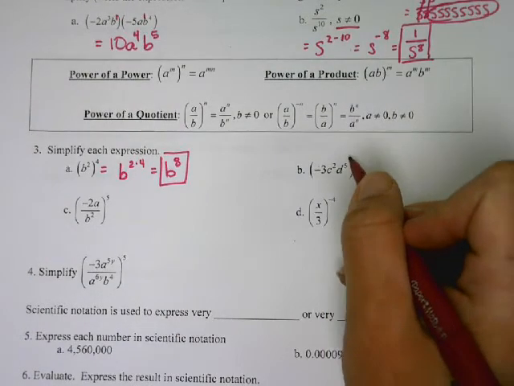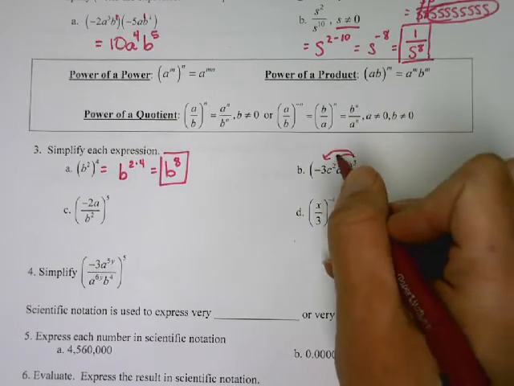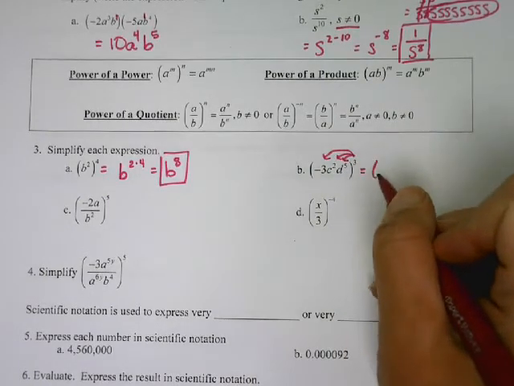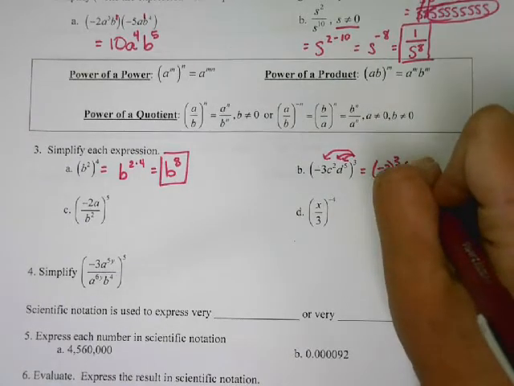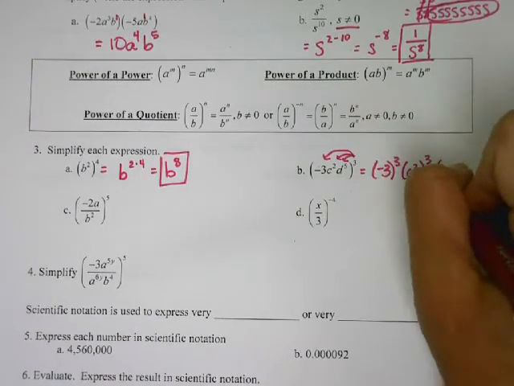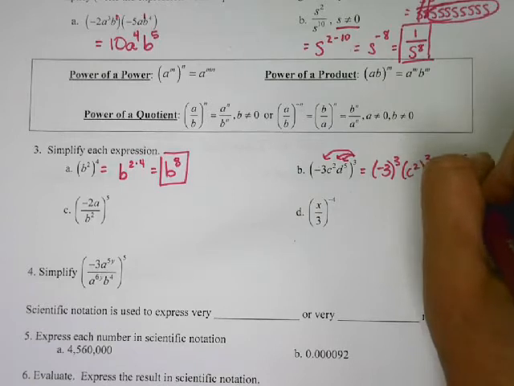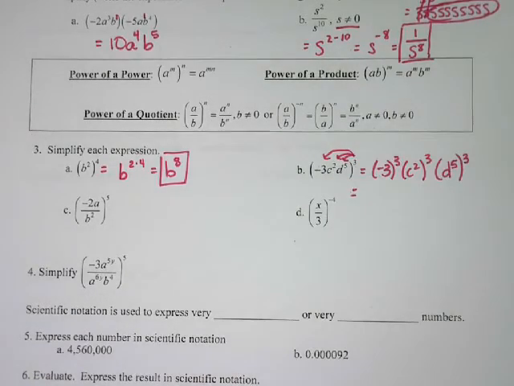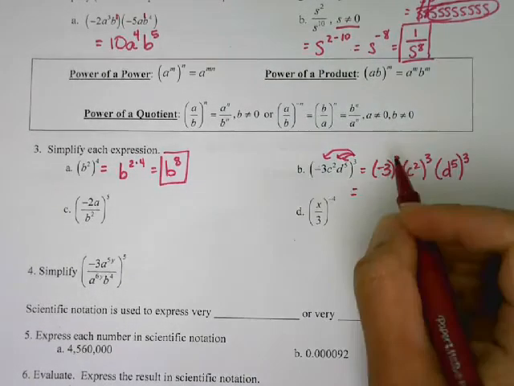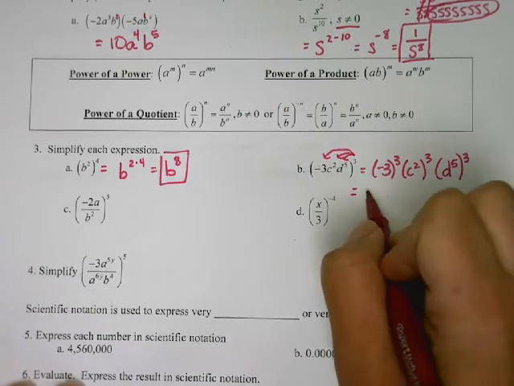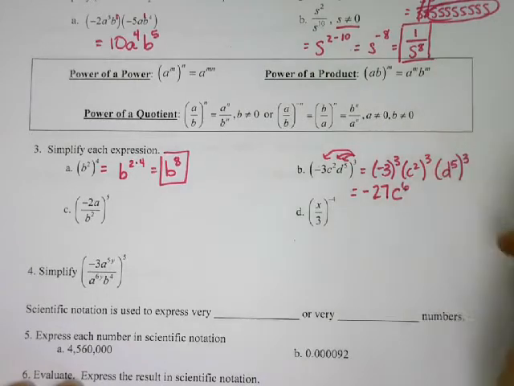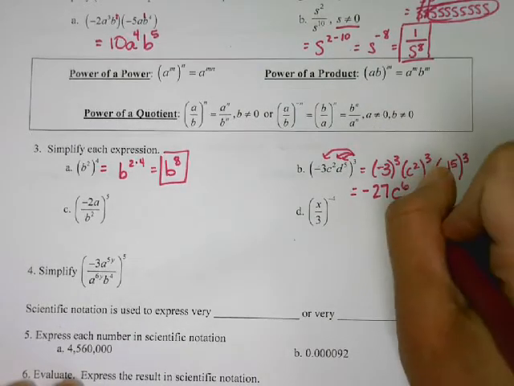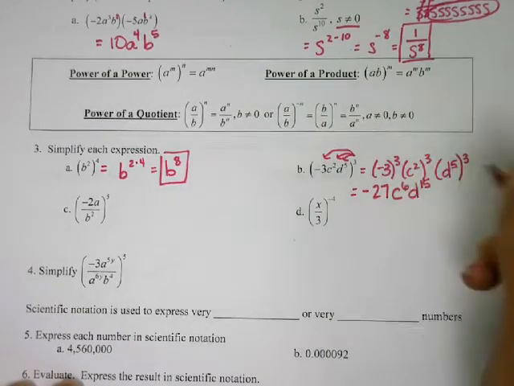Power of a product. Everybody gets the power of 3. Okay, negative 3 to the 3rd, c squared to the 3rd, d to the 5th to the 3rd. So that guy becomes negative 3 times negative 3 times negative 3 is negative 27. c to the 6th. d to the, I'm multiplying, so 15.